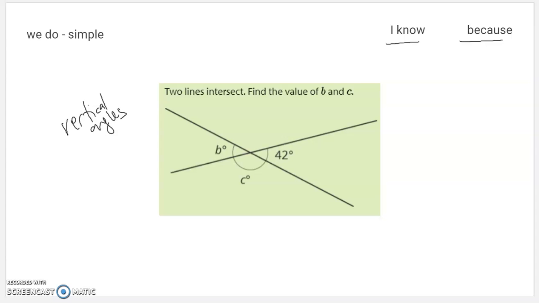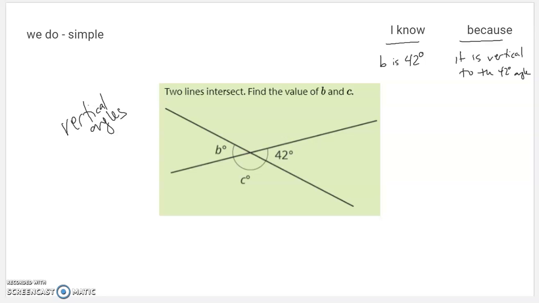So for starters, I know B is 42 degrees. And I know that because it is vertical to the 42 degree angle. It doesn't have a name. So that's the first thing I know. B is very easy to find. If I know the 42 is vertical from it, then it's 42 as well, because vertical angles always have the same measurement. So that's the first one to know.